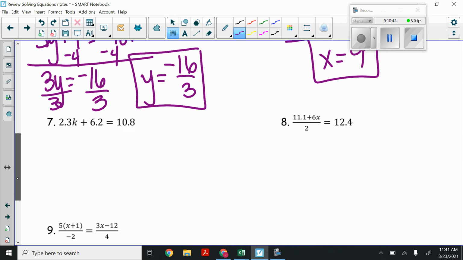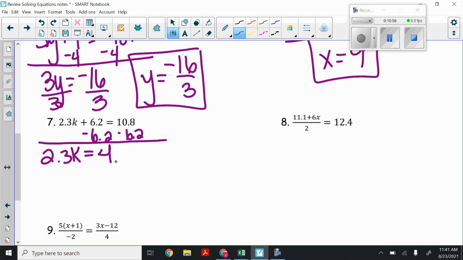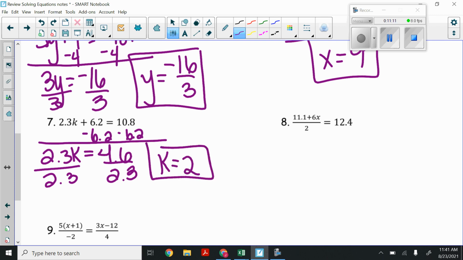All right, let's look at number 7. 2.3k plus 6.2 equals 10.8. Very first thing I need to do is subtract 6.2 from both sides of my equal sign. So over here I have 2.3k. The 6.2's cancel, so 10.8 minus 6.2 is 4.6. Now I want to divide everything by 2.3. So 4.6 divided by 2.3 happens to be a nice whole number. It's 2. If it had not, I would have given my answer as a decimal, since the original problem all started out as decimals.